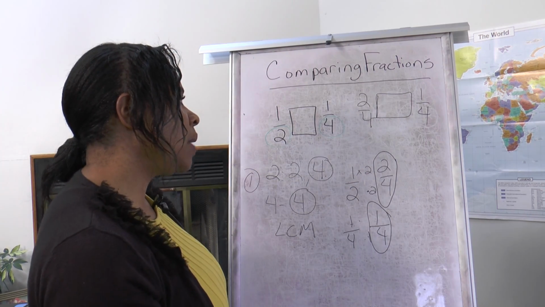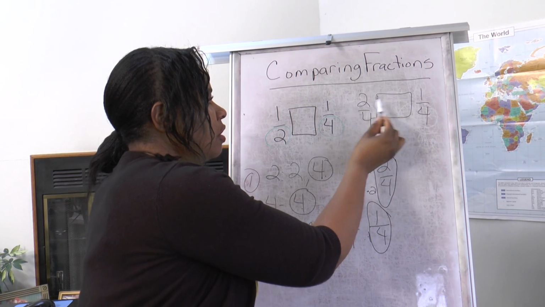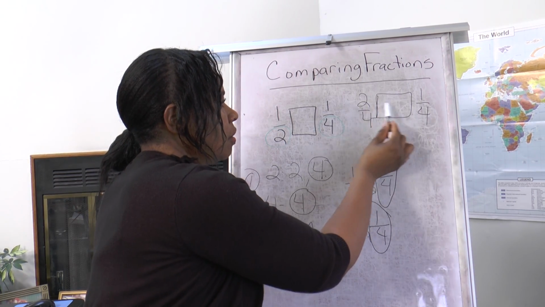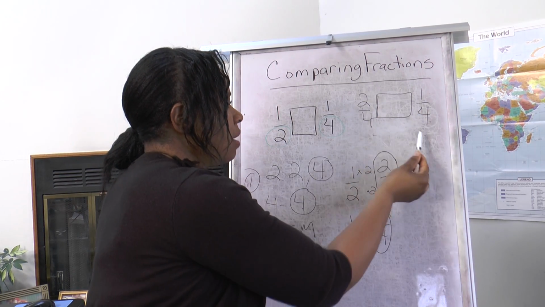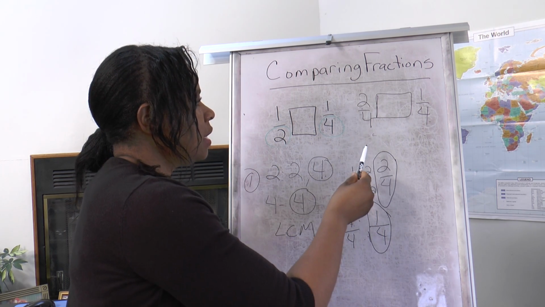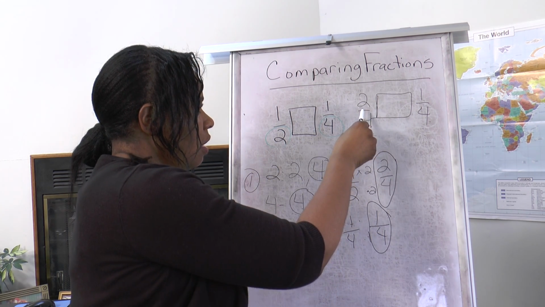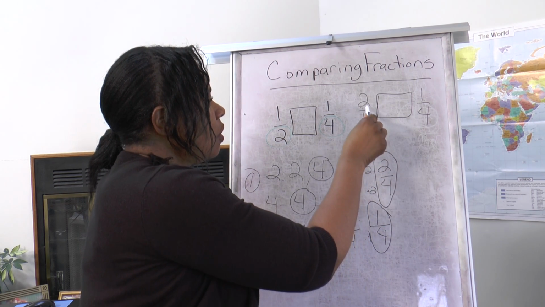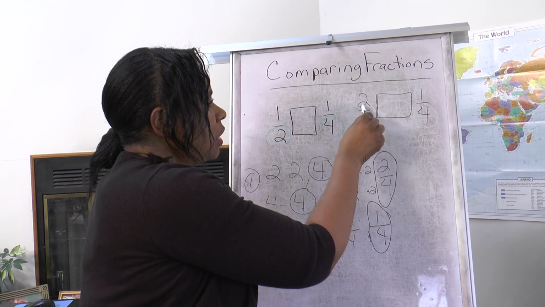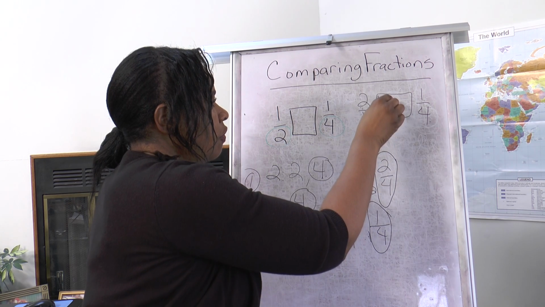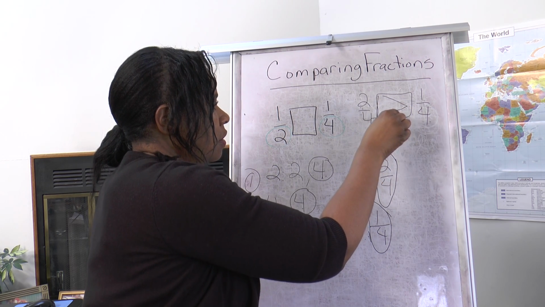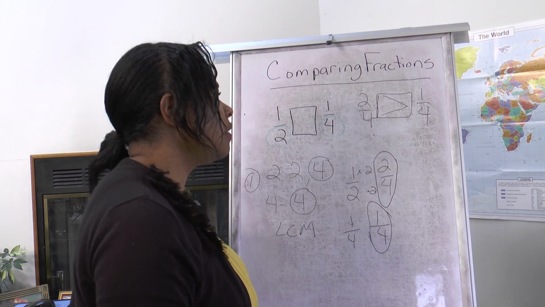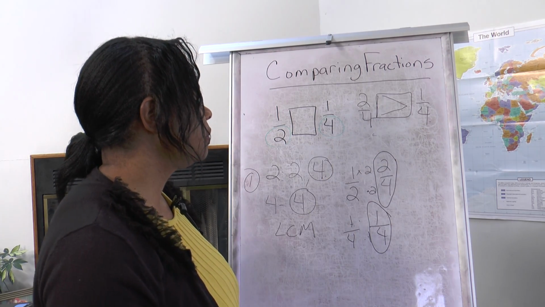And now we can compare them because all we have to do is look at the top numbers, right? We don't have to worry about the bottom numbers anymore because they're the same. They're common denominators. So 2 is bigger than 1. So of course the mouth goes open to the 2. And that's how you solve that problem.